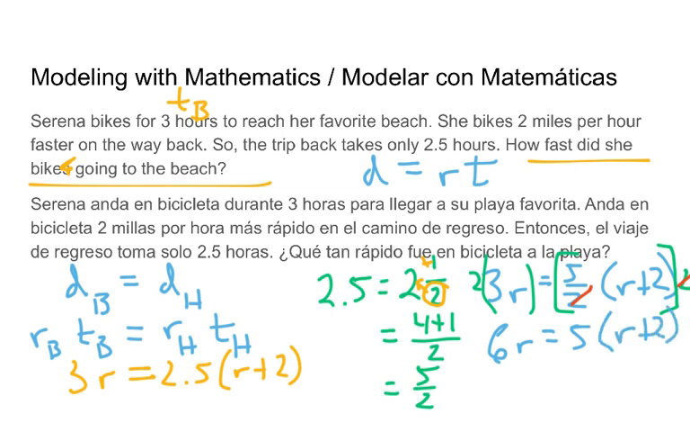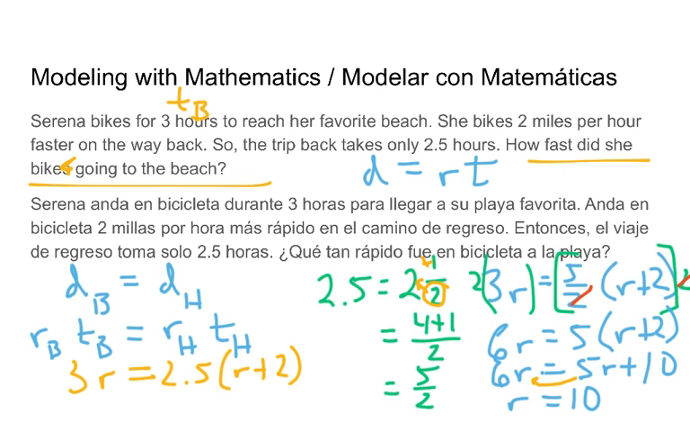The left-hand side isn't a multiple of 5, so I will distribute that 5 to the right. So we get 6r equals 5r plus 10. And when we move the r to the left using its additive inverse of negative 5r, we're left with a single copy of r on the left, and it equals 10 on the right.